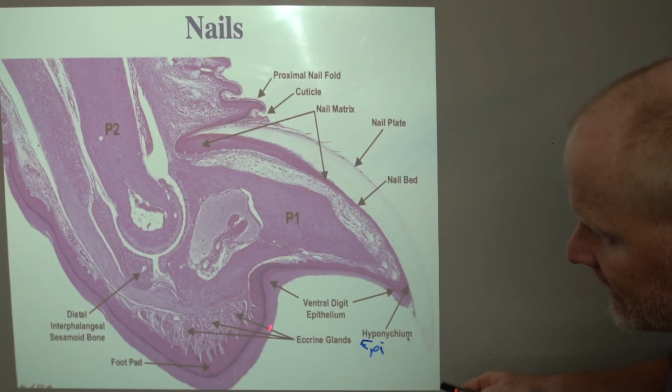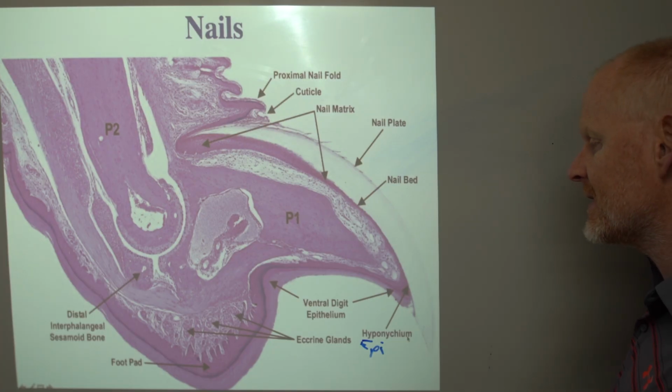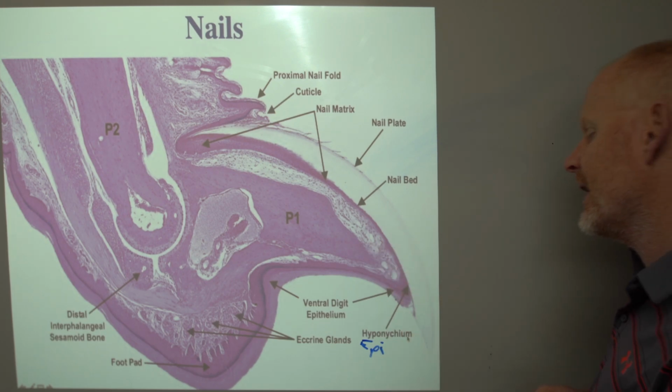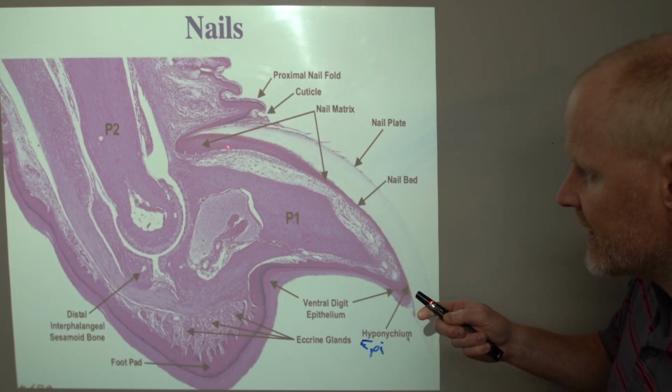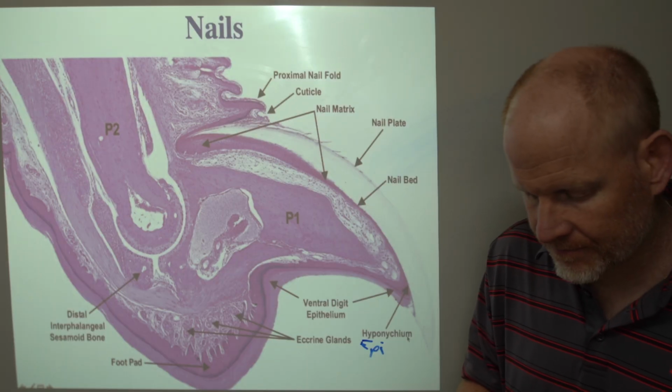This is the foot pad. Right? Here's the foot pad here. Here's an eccrine gland that produces some oils and some other chemicals. And then you got a really thick heel here, which is thick epidermis. So that's a really nice image that shows you the nail matrix in particular, which is what gives rise to the nail.